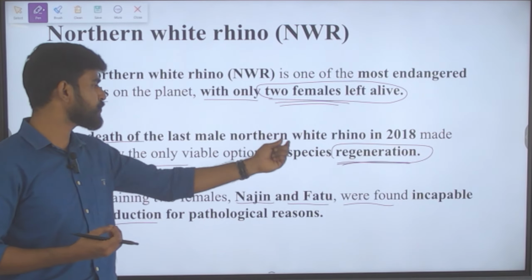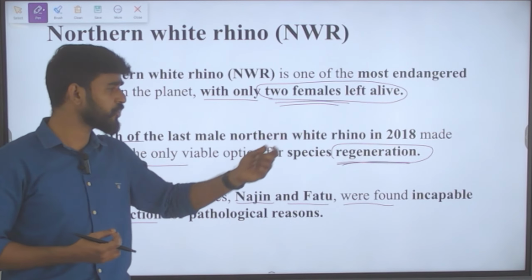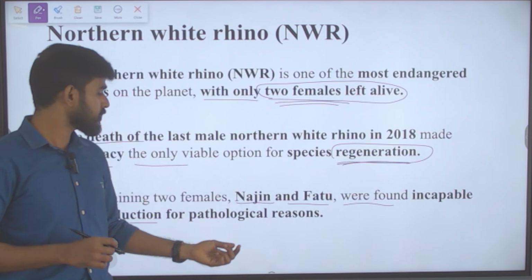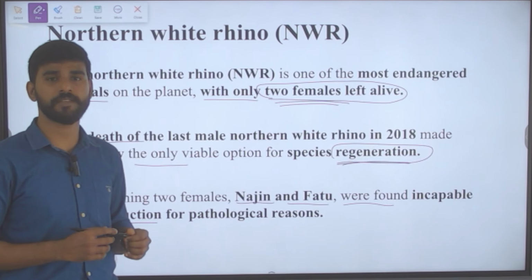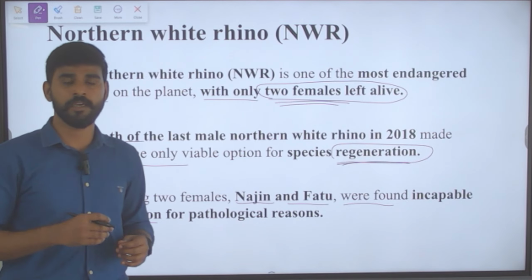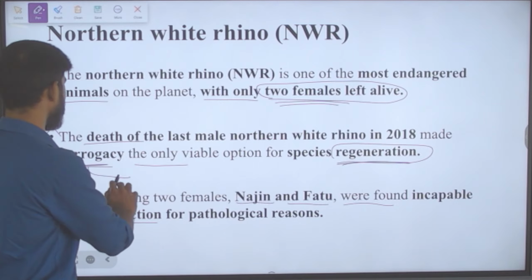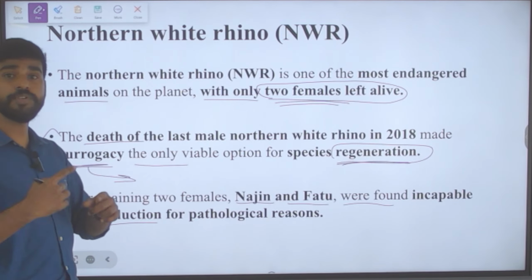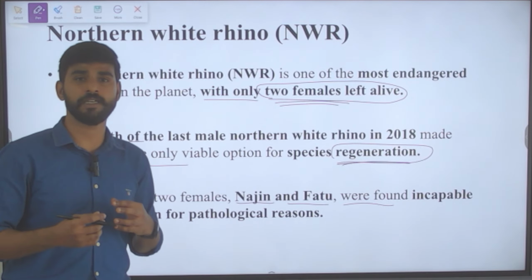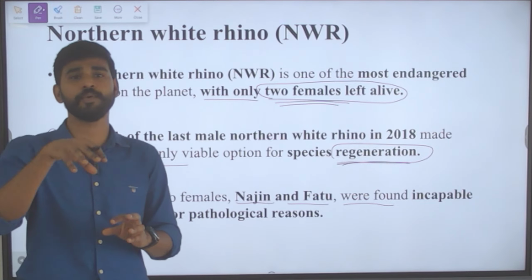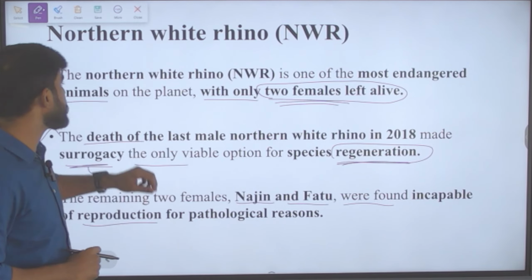So even if we have sperm from the deceased male northern white rhino which lived until 2018, we cannot fertilize these 2 females. That is because there are certain pathological reasons due to which they are not fit for reproduction. Okay, so the only option left here is surrogacy. So who is going to be the surrogate mother here? That is what we need to understand, and we must also understand what surrogacy basically is and how they are going to apply this, what method is going to be employed here. All these details we must know.